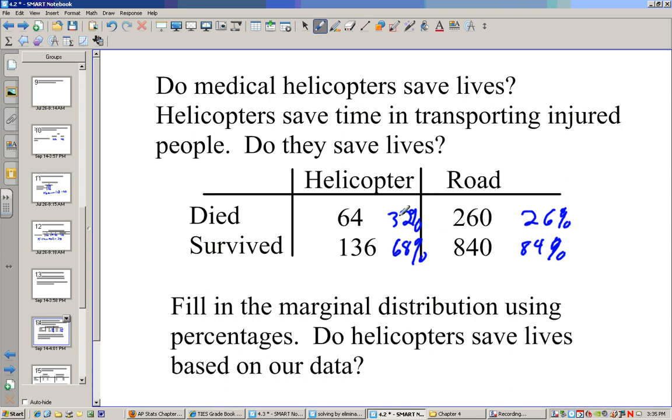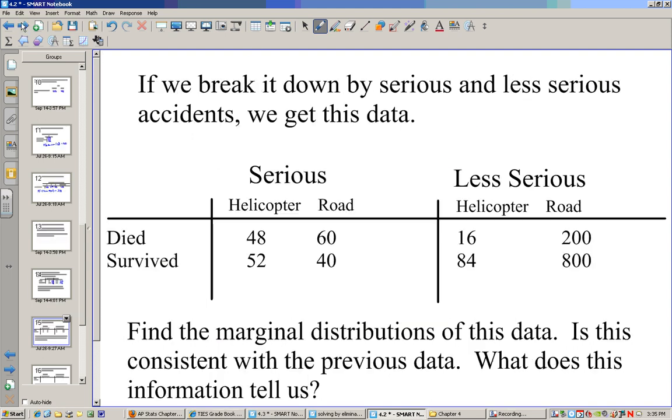All right, so from this data, you can see that people have a higher survival rate on the road. So somebody might think that it's a better idea to not use the helicopter at all. We can just use the ambulances. However, if we break that data down a little bit more, we can see that we divide it into serious and less serious injuries.